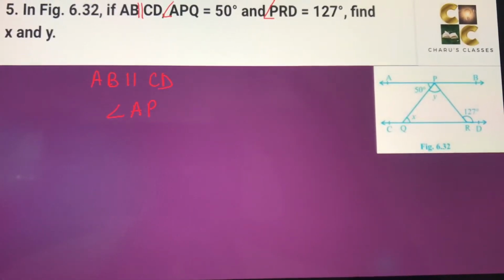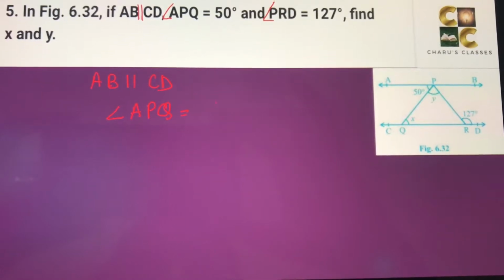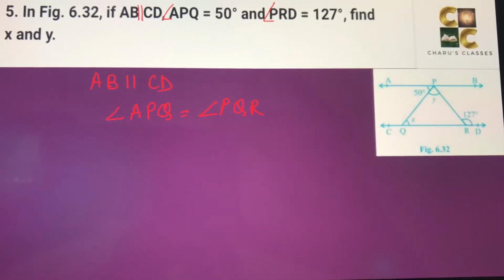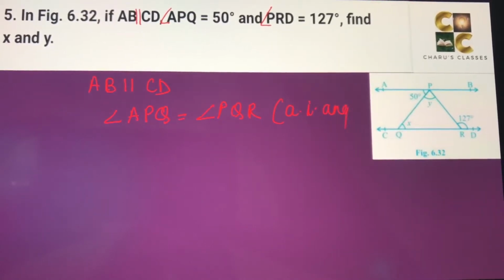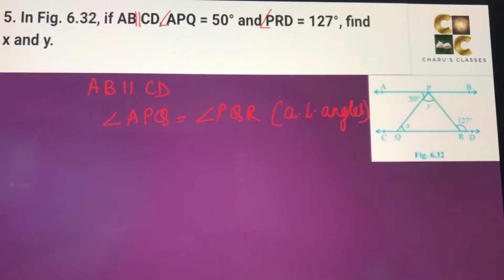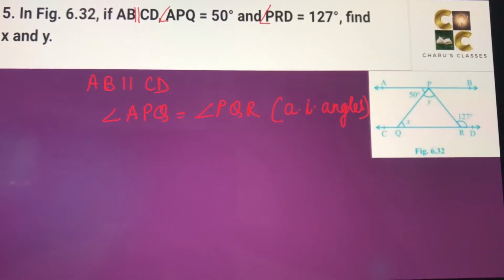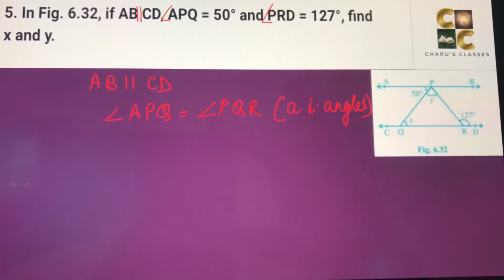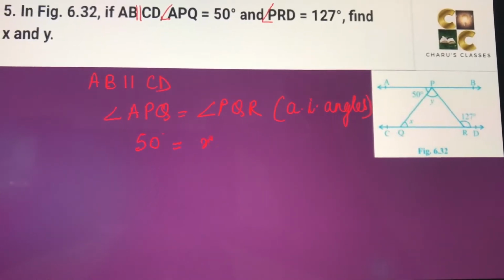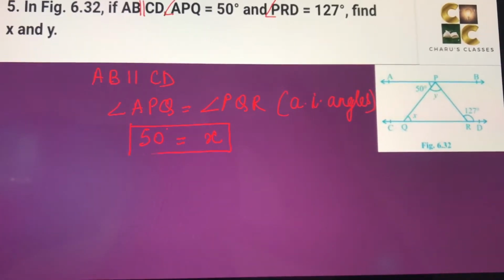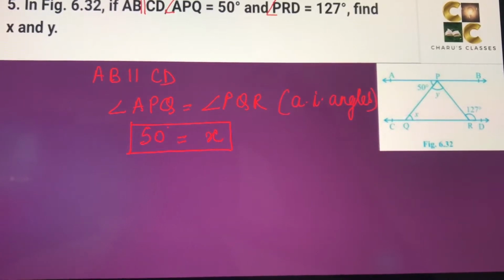So angle APQ should be equal to angle PQR because they are alternate interior angles. And alternate interior angles are equal when the lines are parallel. So angle APQ is 50 degrees and angle PQR is X. This gives us the value of X as 50 degrees.